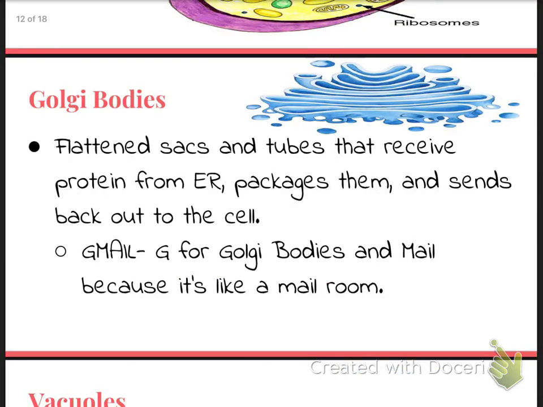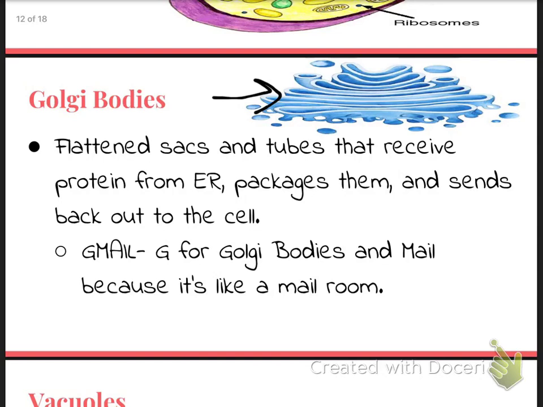Golgi bodies are flattened sacs and tubes, which you can see right here. And they get that protein that we were just talking about with the ribosomes. They get the protein that's made there. And the protein's floating in the cytoplasm. It attaches to the endoplasmic reticulum. Well, once it attaches to the endoplasmic reticulum, it gets transferred by these little sacs and tubes called Golgi bodies. And these Golgi bodies get the proteins, they package them up, and then they send it back out to the rest of the cell. So it's kind of like a packaging area.